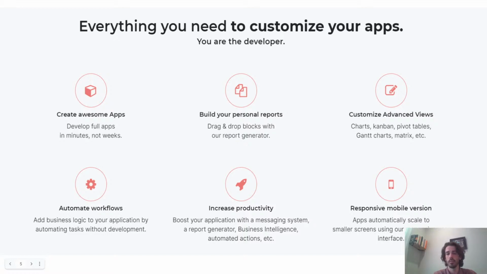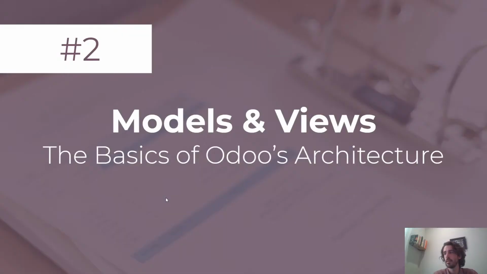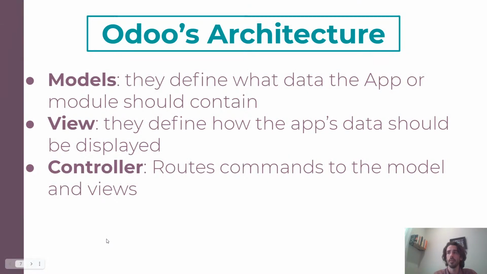So now that we went over some of the topics, let's explain some basic terms to understand the importance of Odoo Studio and how we relate it in the system. So let's start with the models and views. It's part of Odoo's architecture. Models define what data the app or the module should contain. We'll see more about that in a second. Views define how the app's data should be displayed. We'll also discuss a bit more. And then finally, controllers route commands to the model and views. We're not gonna get into that.